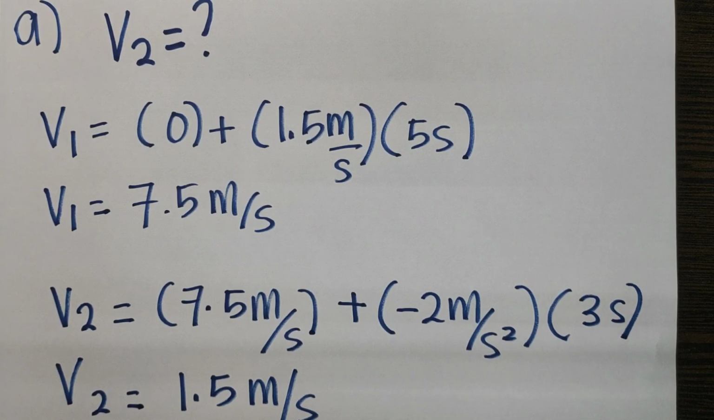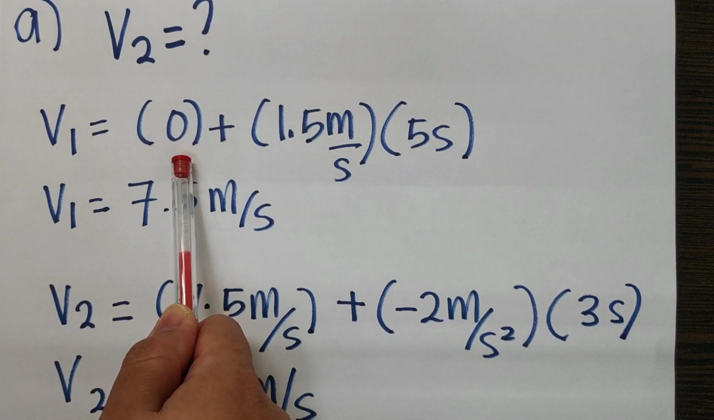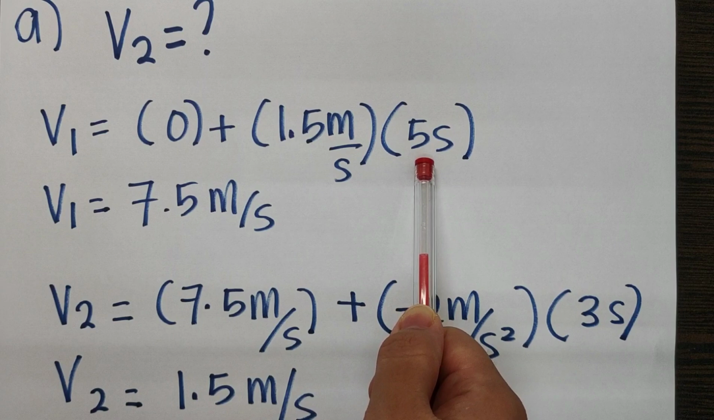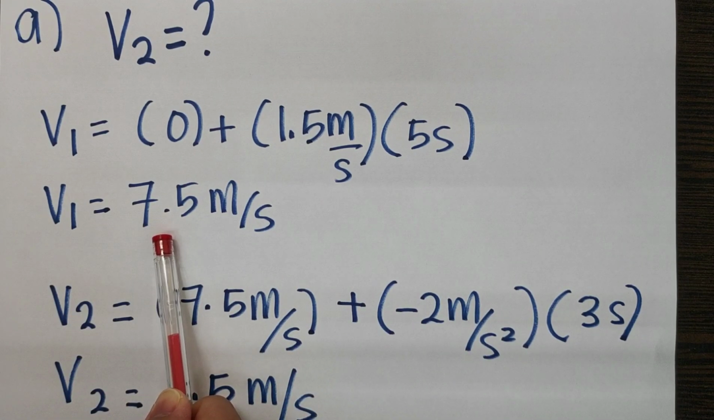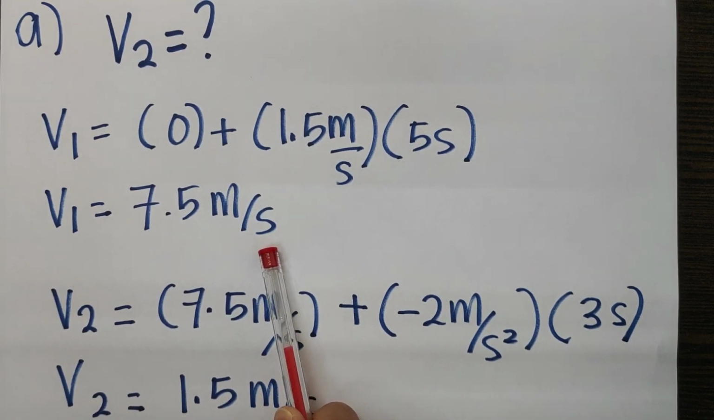Choosing equation number 1, substitute in the equation, you get V1, which is 0 plus 1.5 meter per second squared multiplied by 5 seconds. And V1 is equal to 7.5 meter per second. So this is the speed at the end of the first part.